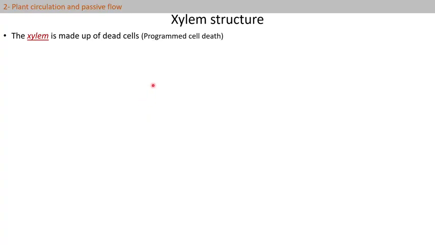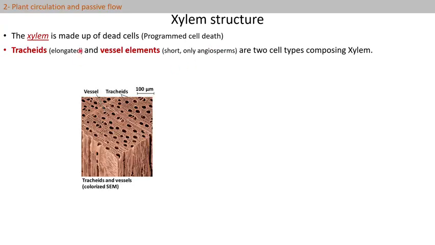So let's go a little bit more in detail, and let's start with xylem. So what is the xylem structure? What's a pipe? The xylem is actually made up of cells that die. They induce programmed cell death, so it's not a living tissue. It's more of a structure built from dead cells. And so that structure includes two parts. Some are called tracheids. They're elongated bits of pipe. And you have vessel elements that are shorter and only exist in angiosperms. And vessel elements and tracheids are the two cell types that compose the xylem.